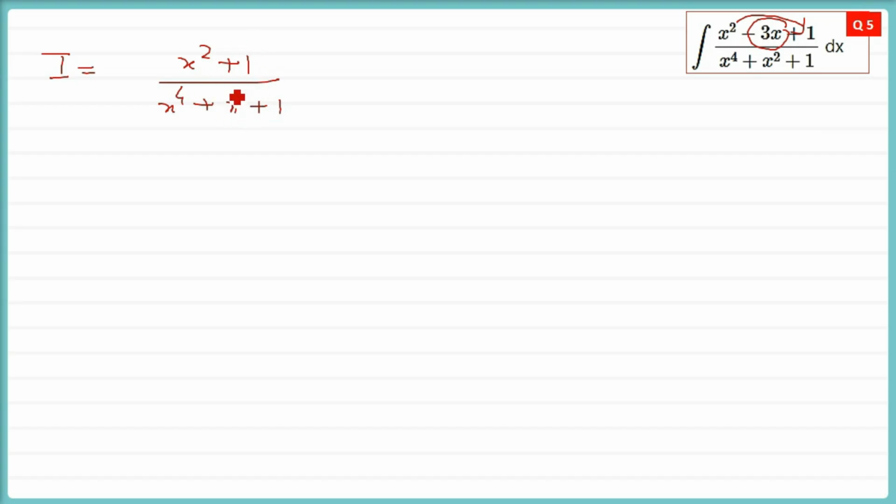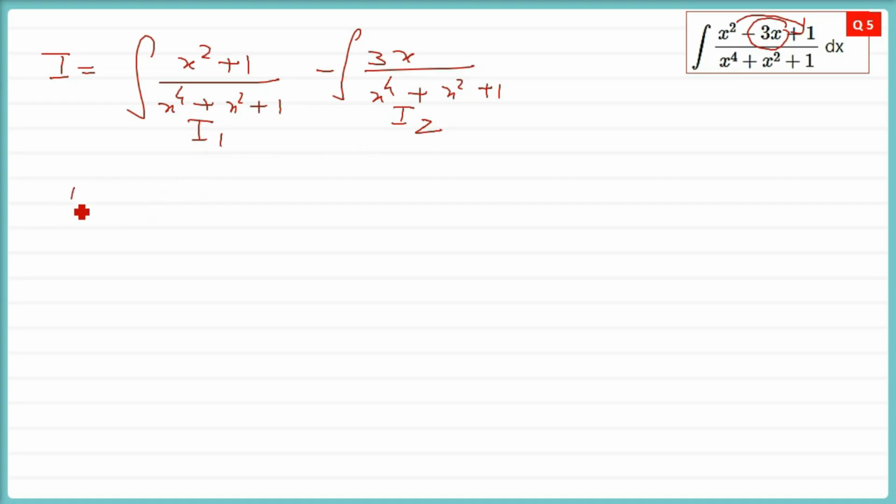This integral of (x² + 1) divided by (x⁴ + x² + 1) was just being done. I told you how to do this. That's why I indicated that this is going to come again and again in the later questions. The second part is 3x divided by x⁴ + x² + 1. So we are going to integrate it as I1 and I2.